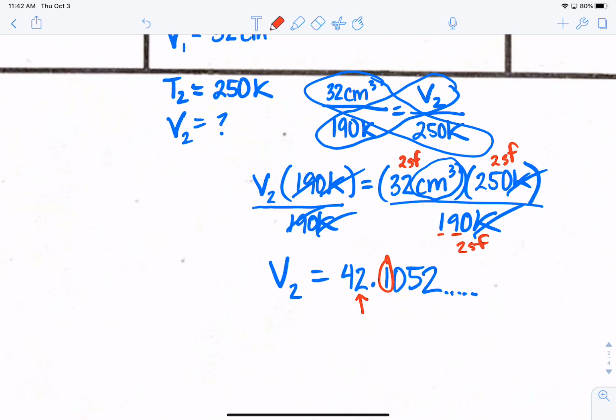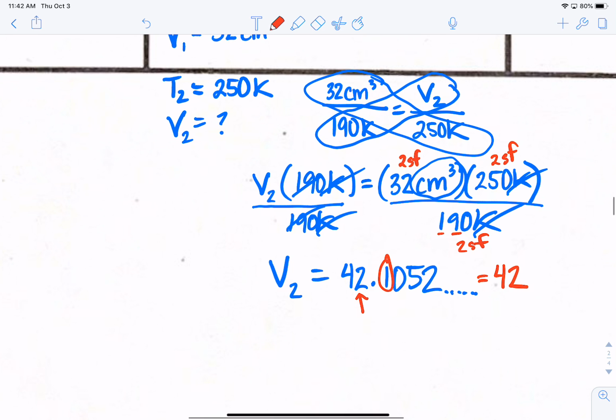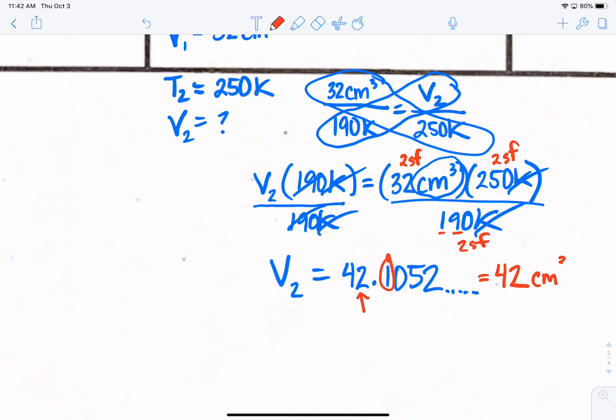The 1 makes me leave it alone, so it's just 42. And then what are my units? Centimeters cubed. Cubed, not squared. There we go.